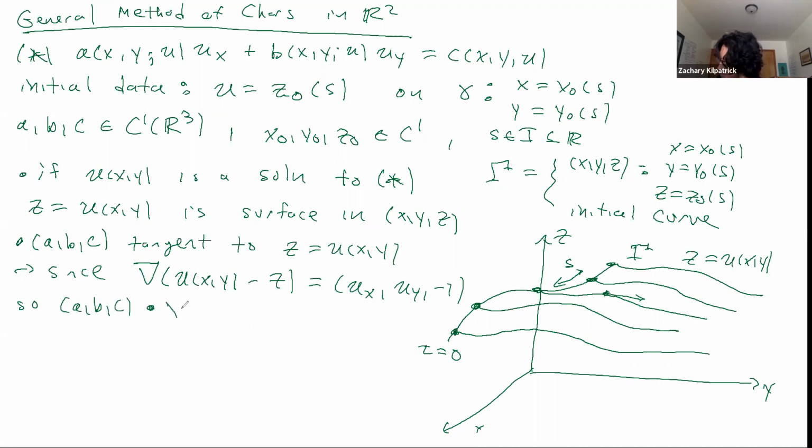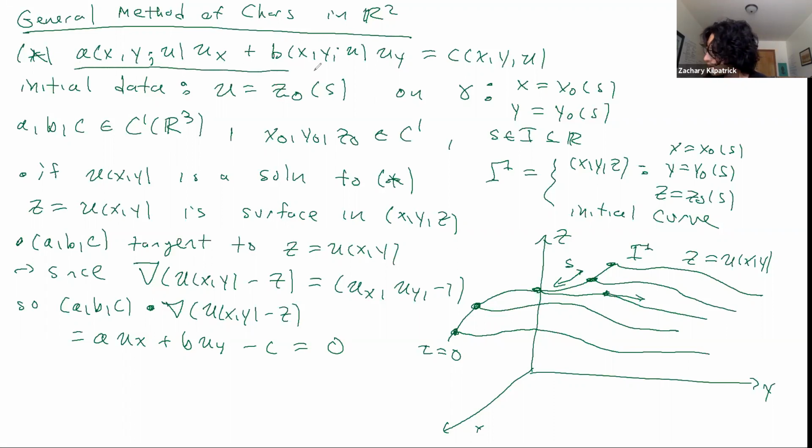ABC dotted with this gradient, u of x, y minus z, is going to be equal to a u_x plus b u_y minus c. And we know that that's equal to 0. Why do we know that's equal to 0? Well, because that's just a rearrangement of this PDE up here. So this gradient here and this vector here are orthogonal to each other.